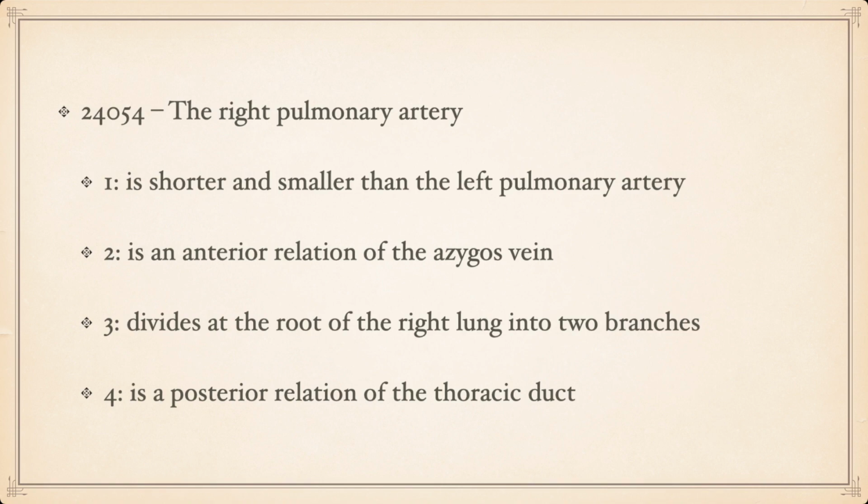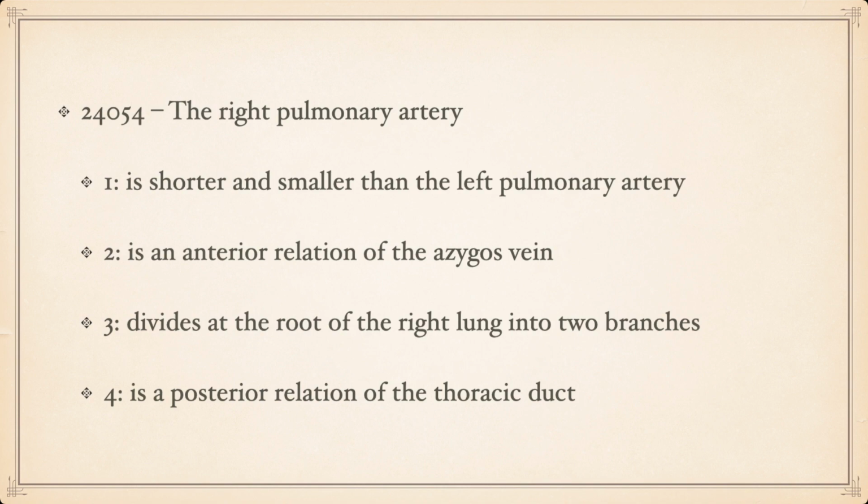All right, the right pulmonary artery is not shorter and smaller than the left pulmonary artery. That is false. The left pulmonary artery is much shorter and smaller. The right pulmonary artery, following the pulmonary trunk bifurcation, has to travel under the arch of the aorta as well as under the superior vena cava before it branches outside of the root of the lung.